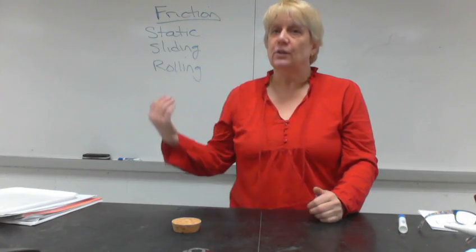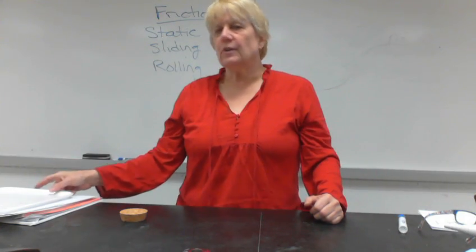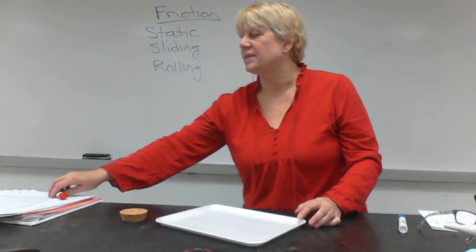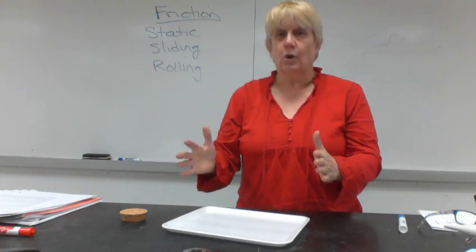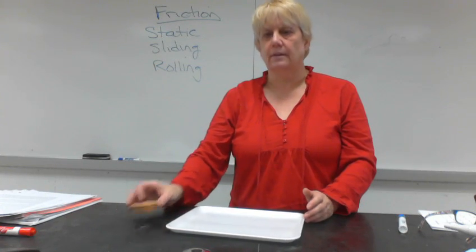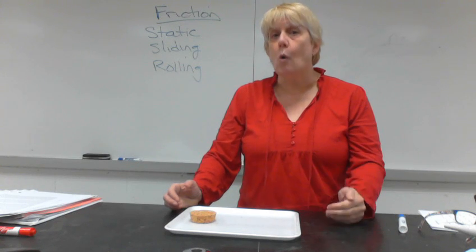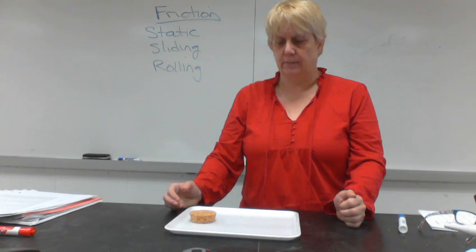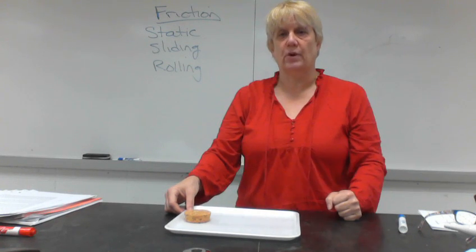And that is friction. So there are three main types of friction. The first kind of friction is called static friction. Static, still. So if you have something that is still, in order to get it to move, you have to overcome static friction. So I have this cork now on the styrofoam tray.